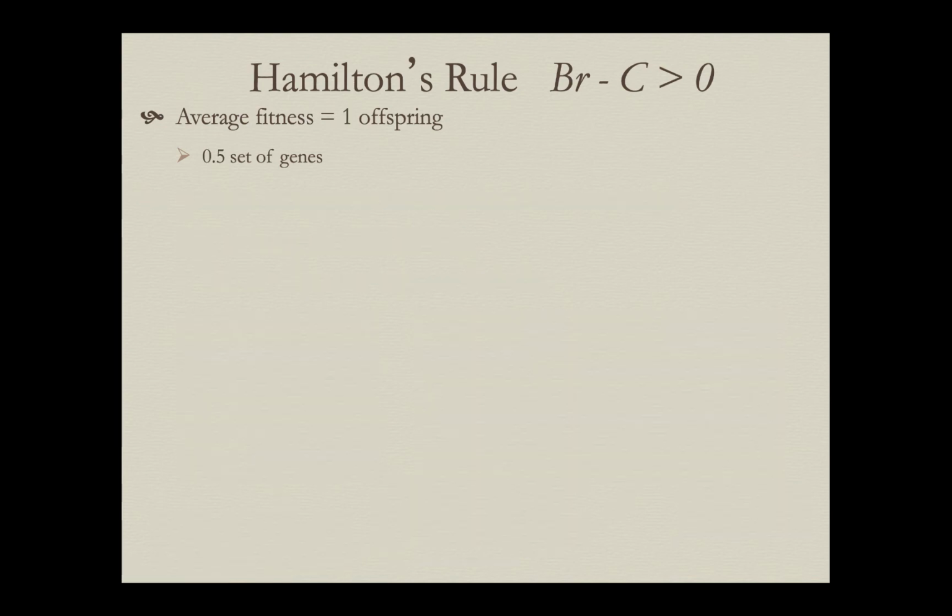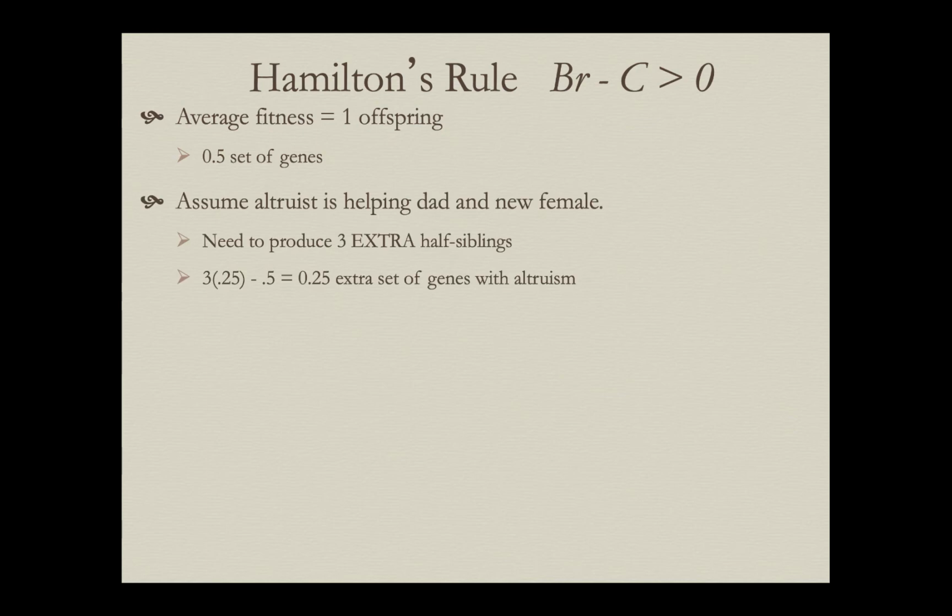So let's change the numbers a little bit. Let's say now that the average fitness is only 1 individual that you'd be able to produce on average. So really, every time you reproduce, you can only expect to pass on half of your genes. Now let's assume that there's an altruist that's helping dad, but mom had died, and so dad's got a new female that he's mated with. You would still need to produce 3 extra half-siblings in this situation, 3 extra offspring. And the reason for that is, yes, the cost isn't as high, right?